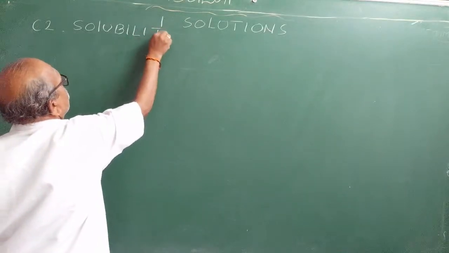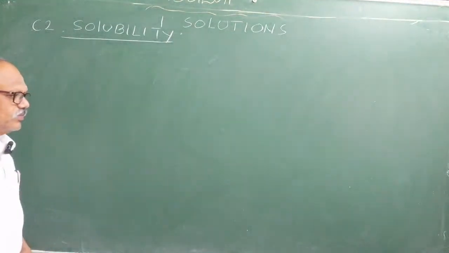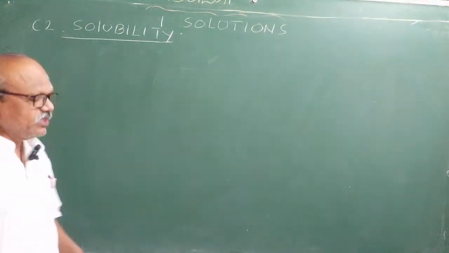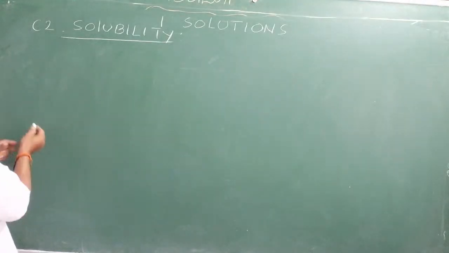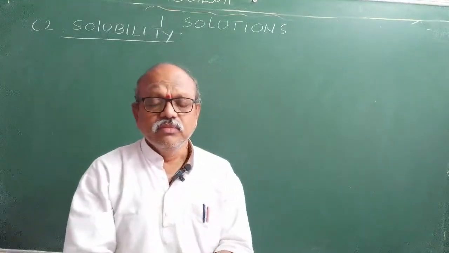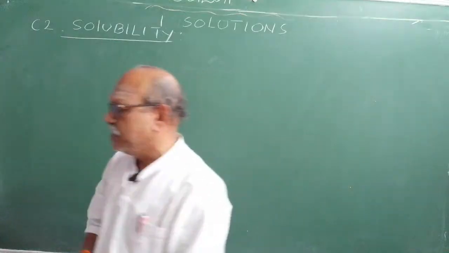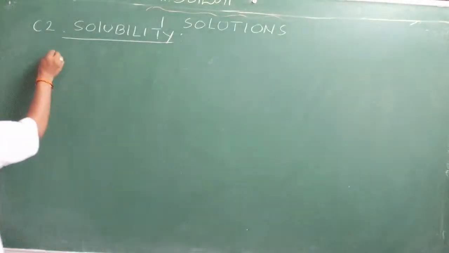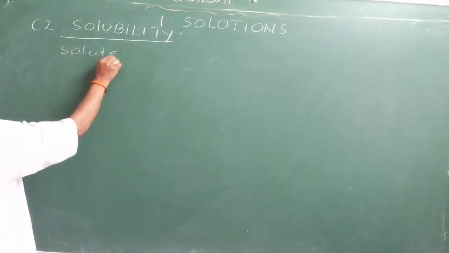What all we learnt in the last class: solubility is the amount of the solute dissolved. Every solvent will have a certain ability to dissolve a particular solute in it. There are mainly two components in a solution we discussed: solute and the solvent.